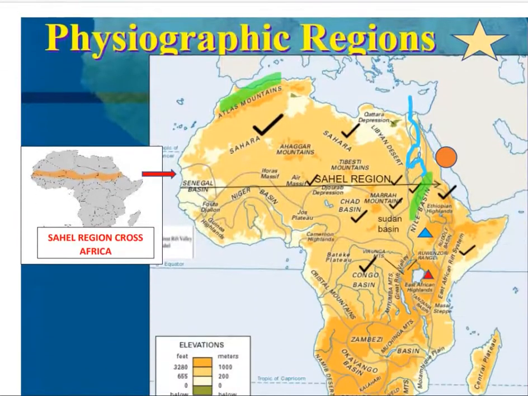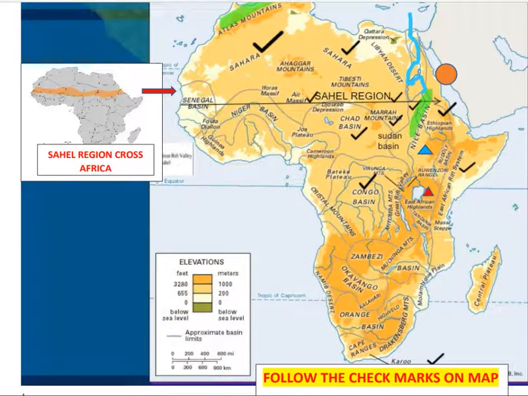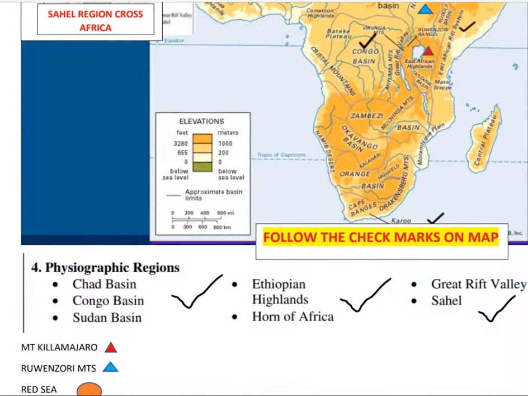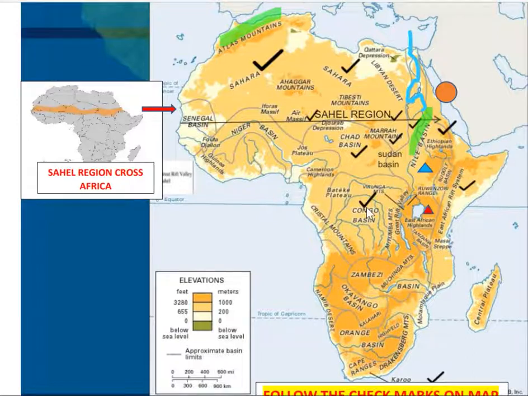Then you go down to the physiographic regions. Now, these are right from her map studies. The physiographic regions are marked with a check mark, as you can see. And here's the list of them just below. So you just look at the list. It'll tell you where to find it: the Chad Basin, the Congo Basin, the Sudan Basin, and so on. They're all marked with check marks. So if you go up to the map, you'll see there's the Congo Basin, there's the Chad Basin. It shouldn't take a lot of time to find the required regions that she's looking for.